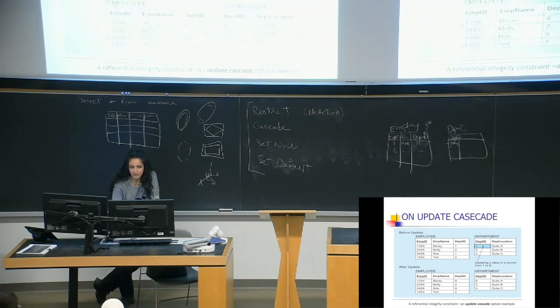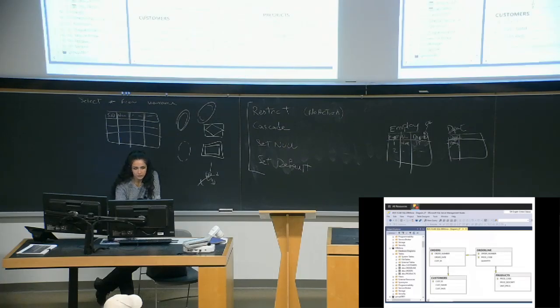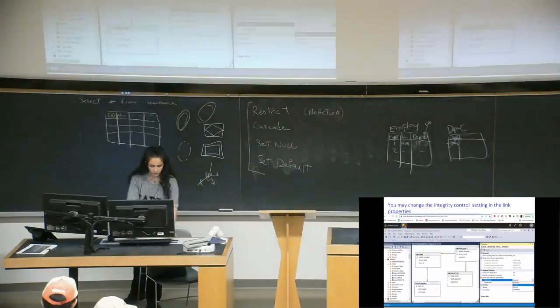On update cascade, the same thing. If you update, for example, department ID 1 to 8, you have to update it also in the employee table. And that's it. Do you have any questions?